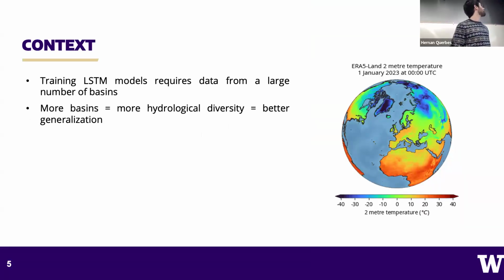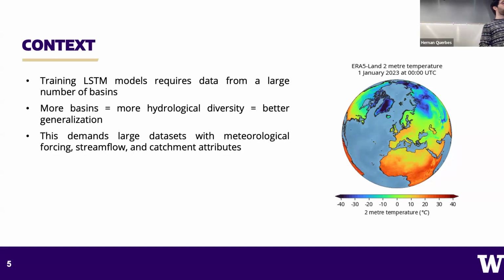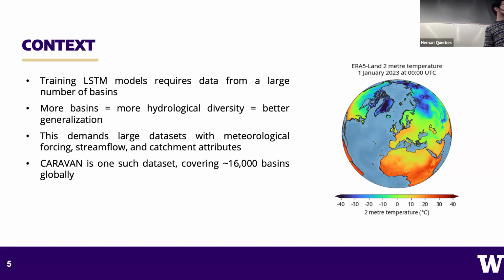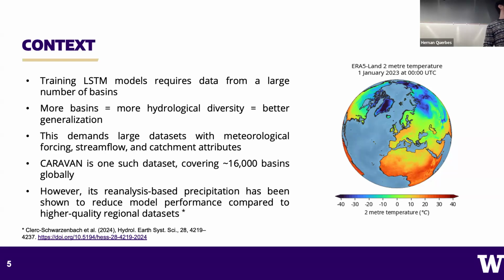These networks require a lot of data to train, basically because the more basins that we have, the more hydrological diversity we will have, and then our model will generalize better. Again, this kind of network requires a lot of data. One of those datasets is called CARAVAN. Right now, it covers about 16,000 basins globally. I'm going to introduce this dataset later. However, CARAVAN is based on reanalysis data, so it has been shown that compared to local higher quality datasets, its performance is worse.